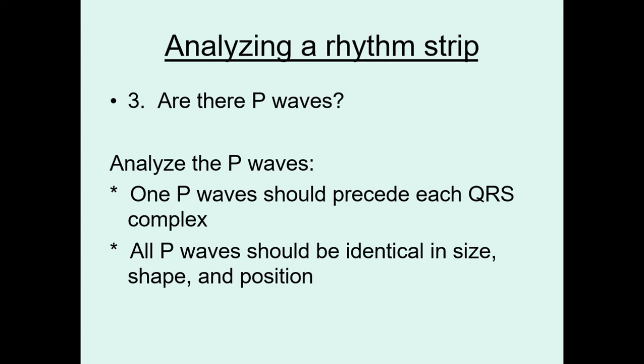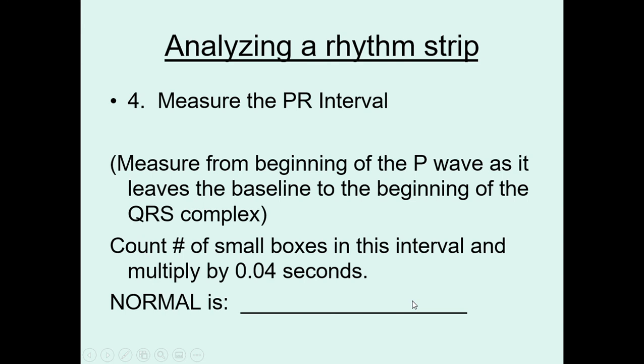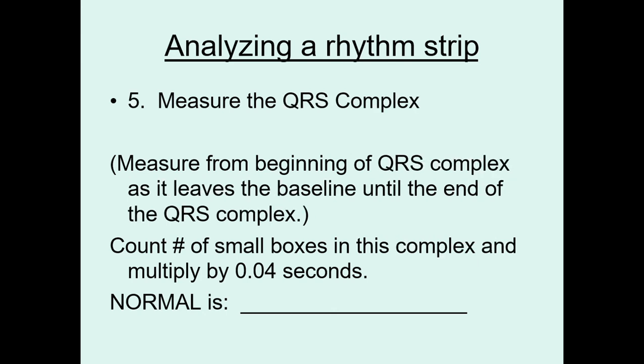3, 4, etc. And the reason this is important is that there are rhythms where there are notched P waves. There are rhythms where there's more than one P wave. There are rhythms where there's no P wave. There are rhythms where the P wave is behind the QRS complex. So that is why you have to answer this question. Again, measure the PR interval, and we know that it should be between 0.12 and 0.20. Measure the QRS complex, it should be less than 0.12.